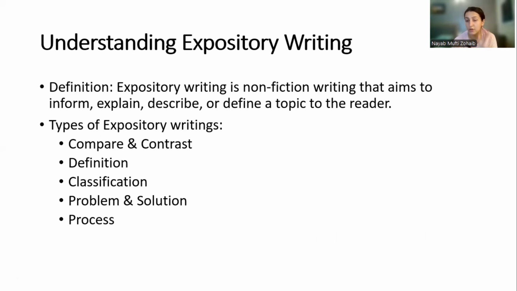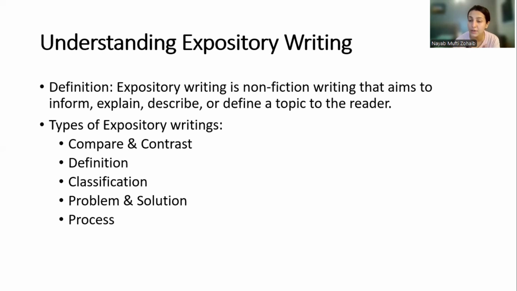So here, first of all, you have to be very clear about the purpose of writing. The purpose is not to persuade. The purpose is not to argue. Purpose is just to explain, to inform, to describe, or to define, right? So यहाँ पे हम clear हैं कि expository writing is just to give information. It's just to describe something, to explain something.